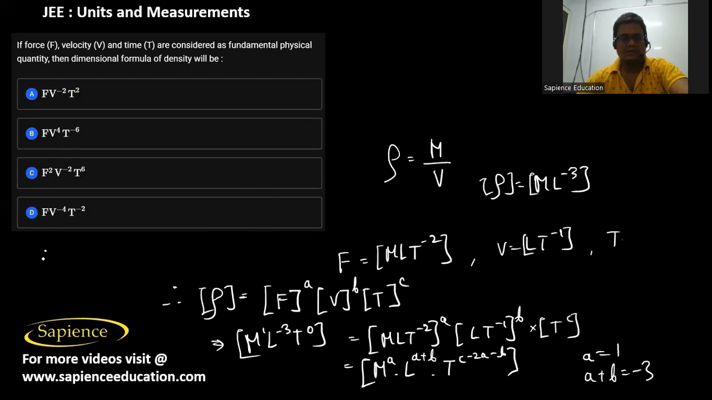So therefore we can say that density is proportional to F power 1 into V power minus 4 into T power minus 2. So it means that option D is the correct answer.